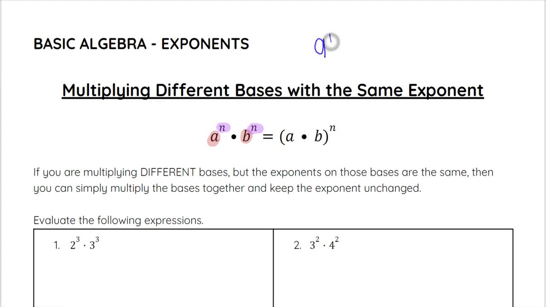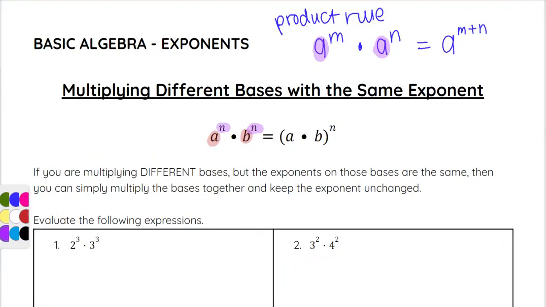So with the product rule, we had something like a to the m times a to the n. So maybe the exponents were different, maybe they were the same, but the key thing with the product rule was that our bases were the same. And when we did that with the product rule, we ended up with the same base, and then we added our exponents of m and n. So again, that was the product rule.